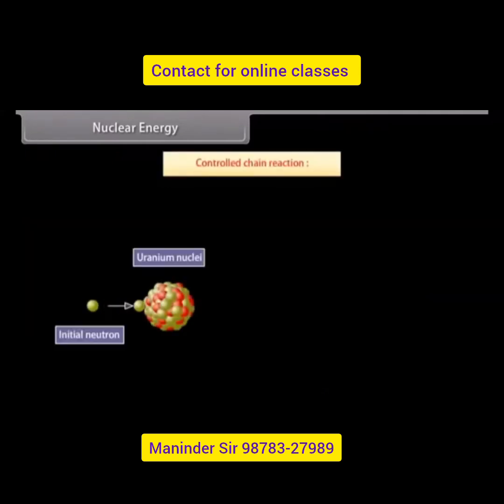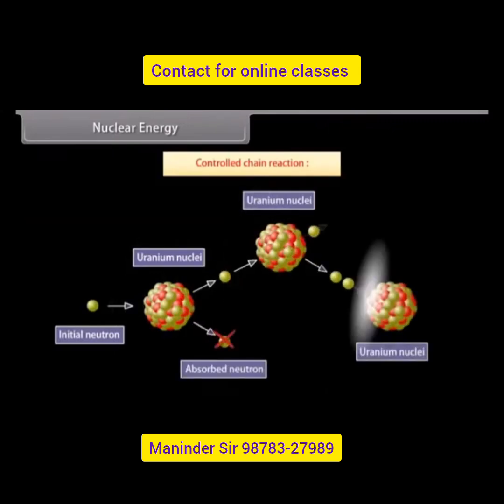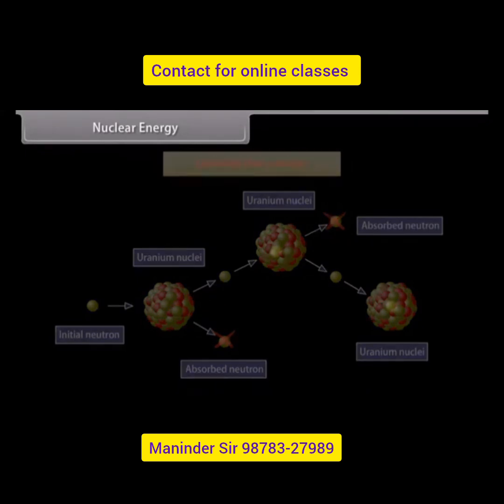Controlled chain reaction. If the chain reaction is arranged artificially, such that out of the 2 or 3 neutrons produced per fission, on the average only one neutron causes further fission, so that the rate of fissions may remain constant, then the chain reaction is said to be controlled.